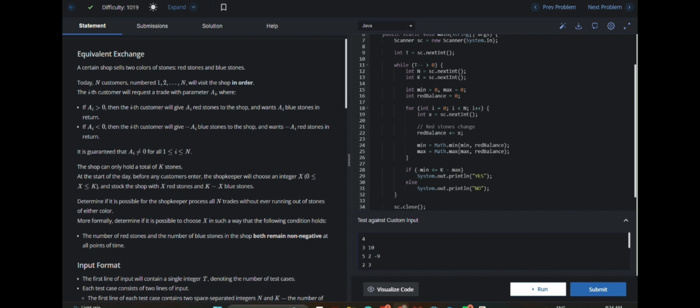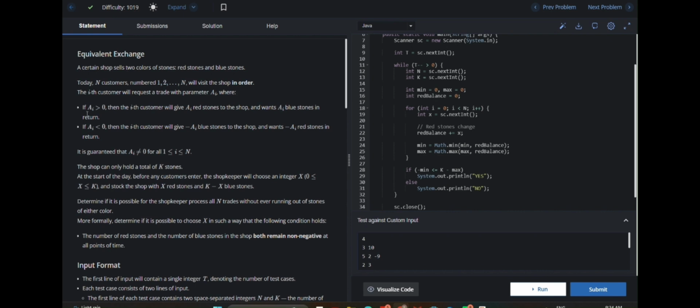Our goal is to check whether there exists some value of x so that during all trades neither red stone or blue stone ever become negative. It means the shop has enough stones to fulfill the needs of the customers. So let's look at some of the important conditions.